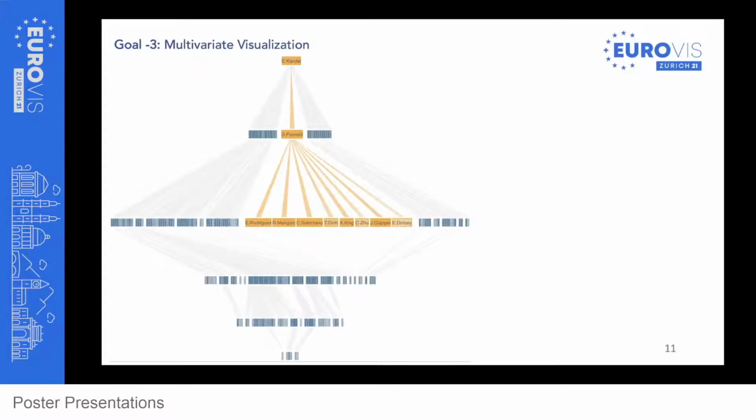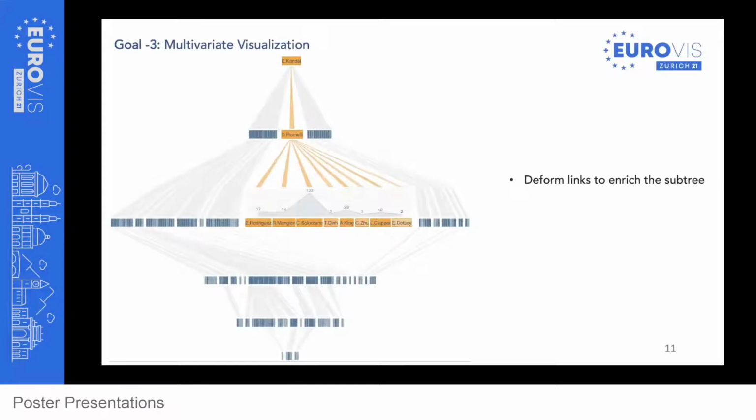The third goal, to visualize multiple academic attributes. We deform links for visualizing attributes using different charts.